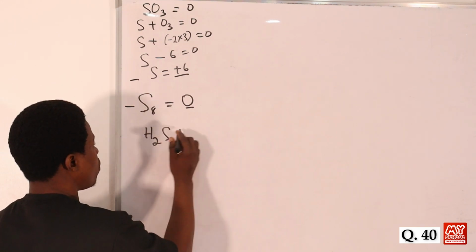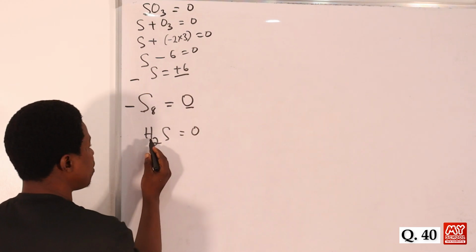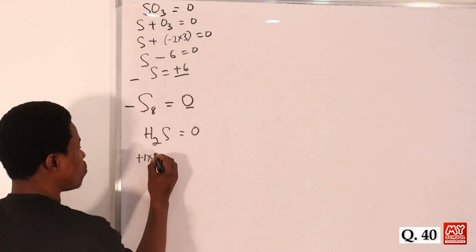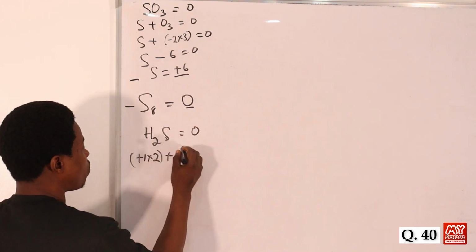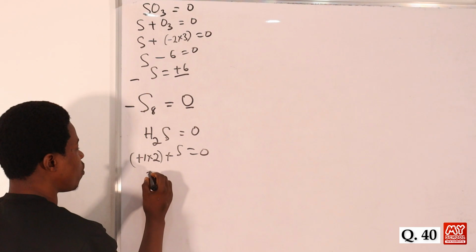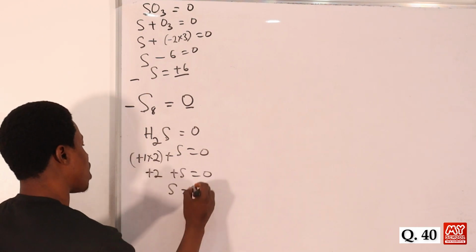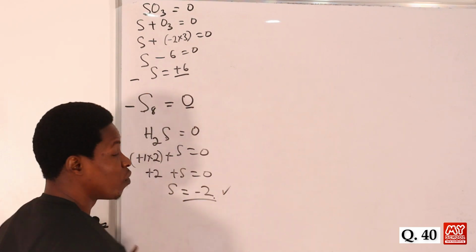H2S here, so we equate this to be equal to what? 0. Don't forget that hydrogen is +1, so we have +1 multiplied by 2, then plus S equal to 0. This is +2, then plus S equal to 0. So S will be equal to, transferring that, -2.